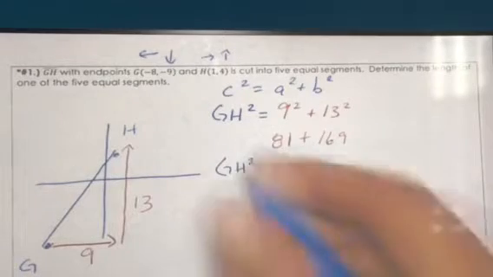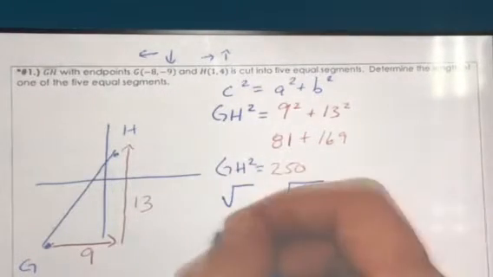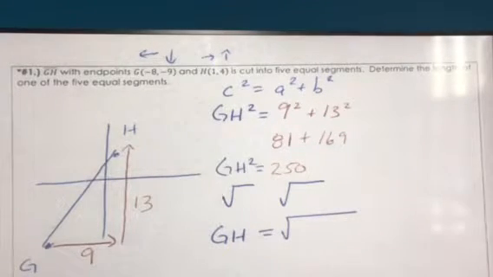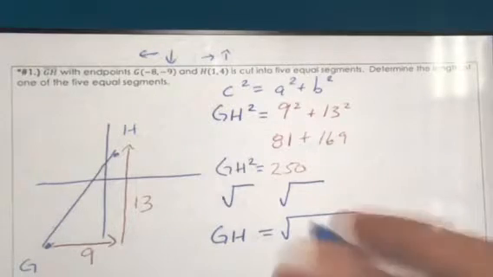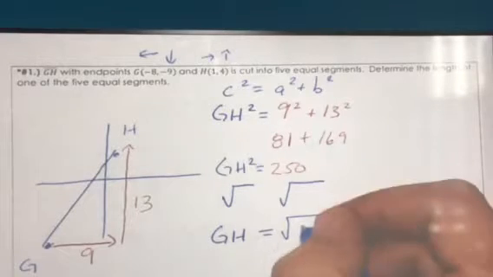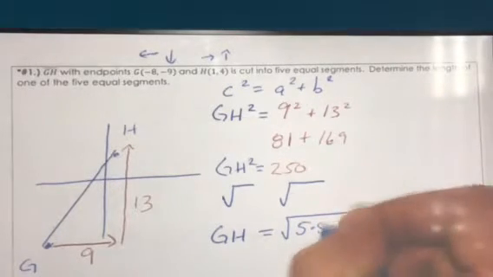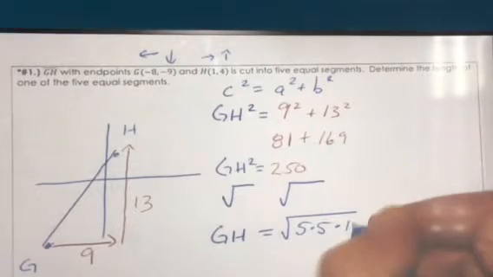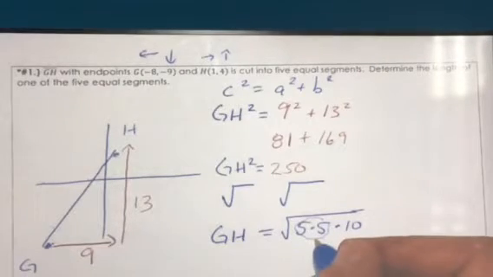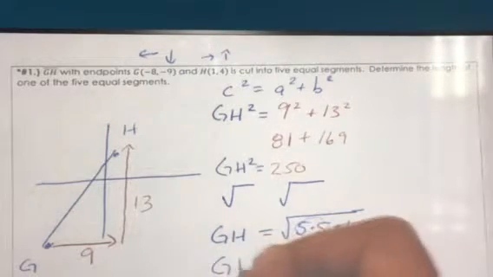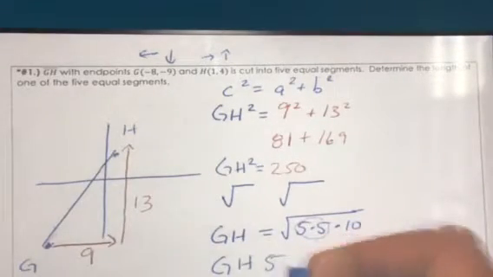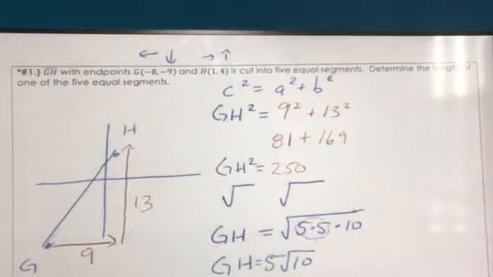That didn't tell us how far GH is. To find GH, we need to take the square root of both sides. So now we'll say GH equals the square root of 250. So the square root of 250, we're talking about 25 times 10. We're talking about 5 times 5 to get to 25 times 10. Duplicate 5s. So now 5 can come out. So GH, this whole diagonal, equals 5 times the square root of 10 units.